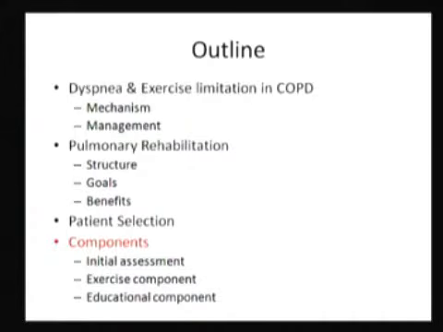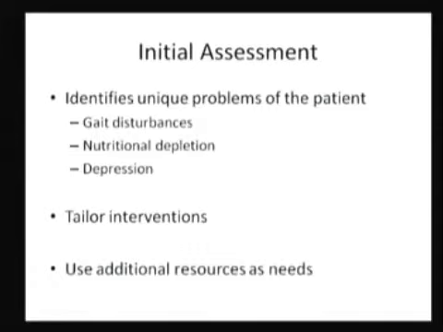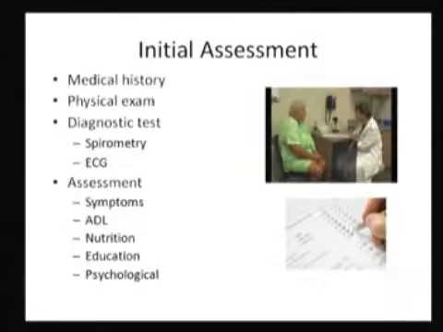Now we'll move to discuss a bit the components of pulmonary rehabilitation. The most important, and the cornerstone, is actually the initial assessment, and it identifies unique problems of the patient including gait disturbance, nutritional depletion, and depression. So it's used to tailor intervention and bring in additional resources to the basic components. So we can get in psych consult, nutritional evaluation, or smoking cessation for patients who continue to smoke.